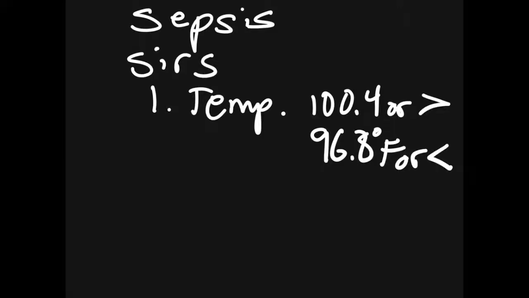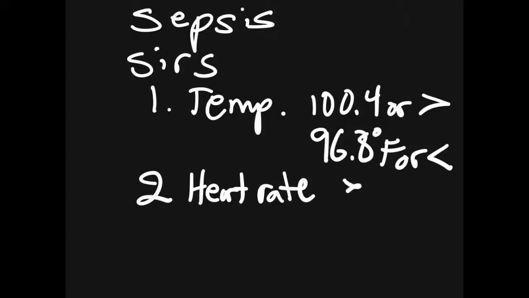Number two, we're going to look for a heart rate that is greater than 90. That is a tachycardic heart rate for them, but it may not be a tachycardic heart rate by definition. Most people don't tack around 90 unless they have poor health.